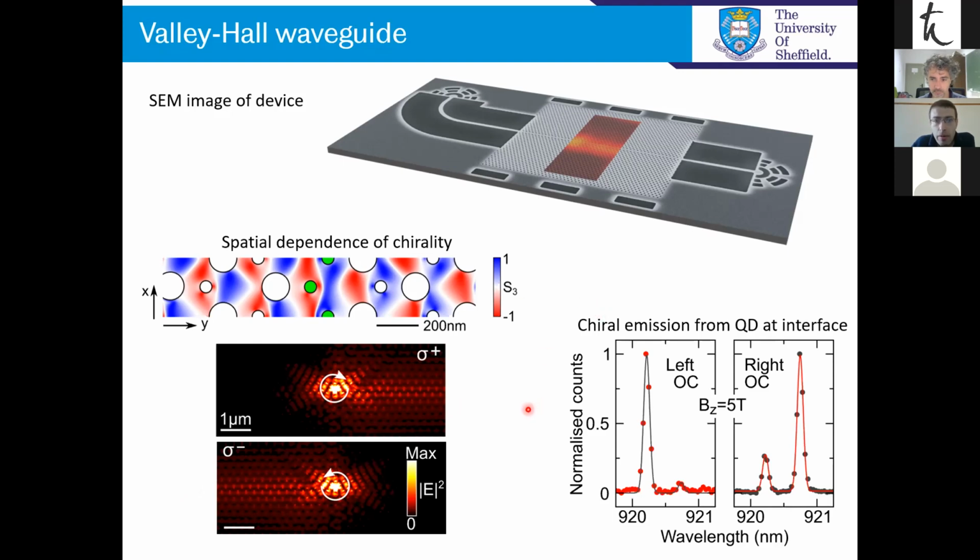So this is low power PL, photoluminescence, of a single quantum dot at the interface under the presence of an out-of-plane magnetic field. The field splits the degenerate spin states into orthogonally circularly polarized states. And we see that one of these is predominantly emitted from one outcoupler and the other is predominantly emitted from the other outcoupler. So this is the first demonstration in this case that we have the chiral behavior we expect.